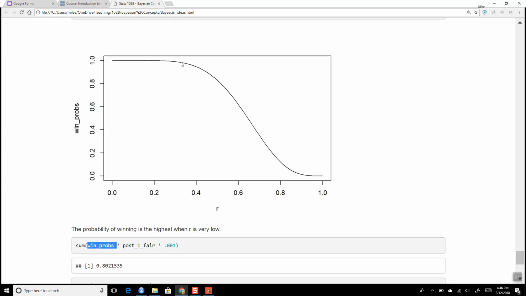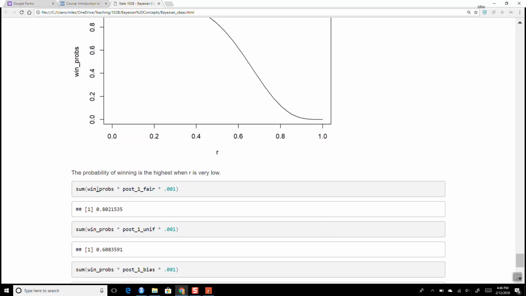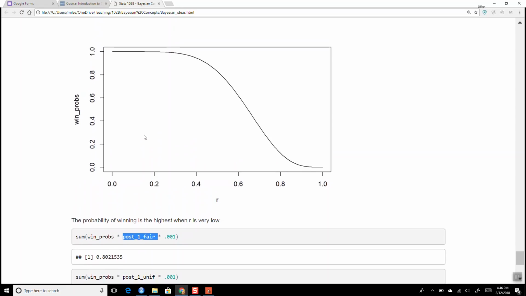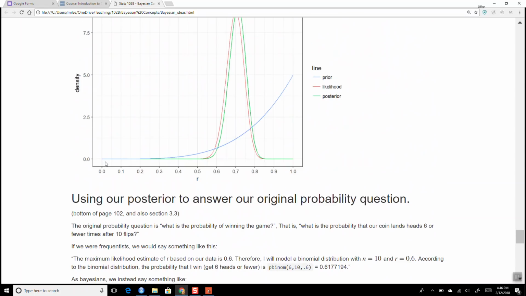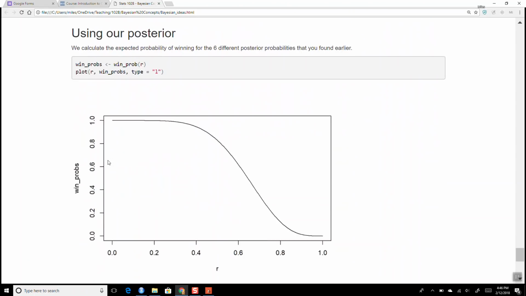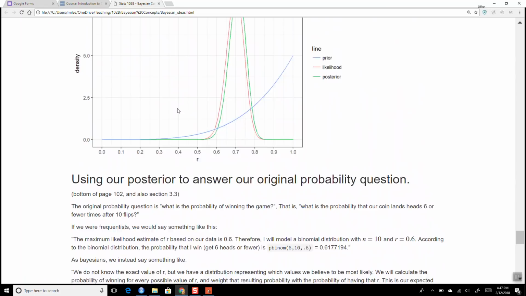If I only had 10, then there would only be 10 dots along here. But I've got 1001 grid approximation points, and I would do 1001 of the winning probabilities multiplied by the posterior. So basically I ask, what is the probability that I would win if R was equal to 0? And it says, well, you would win for sure. That happens with probability 1. But then according to our posterior, what is the probability that R actually is 0? Well, the posterior says that has a probability of 0. So the product there is going to be 0, right? And then we have to look at the combination with our posterior.